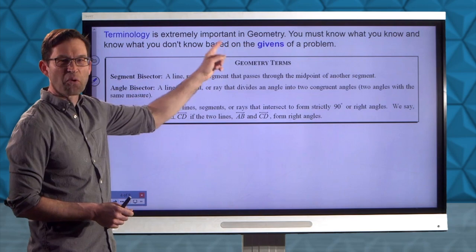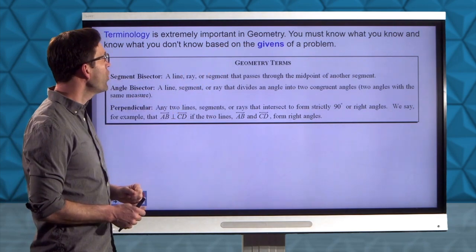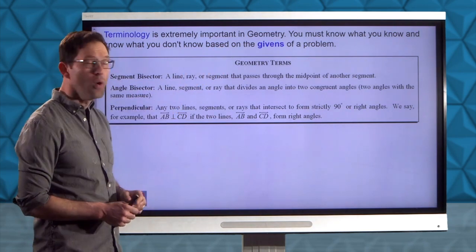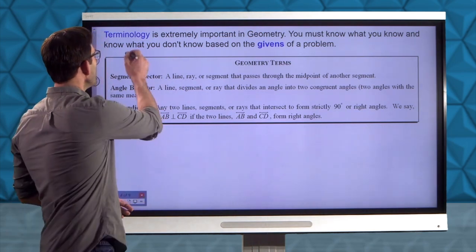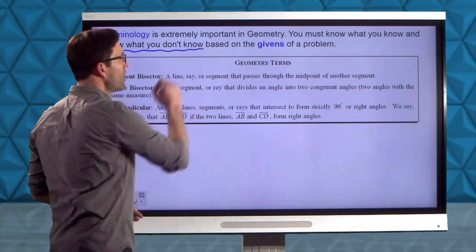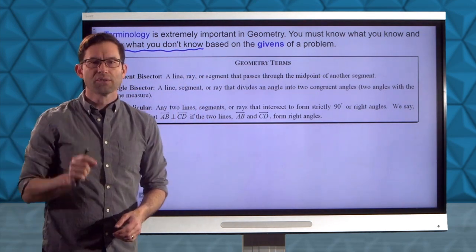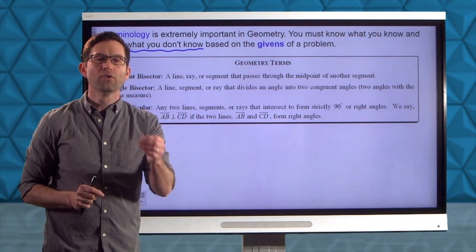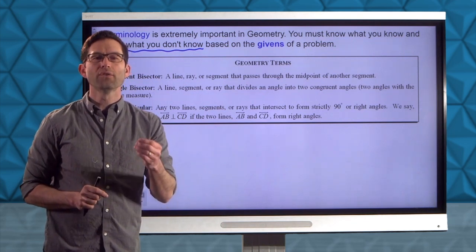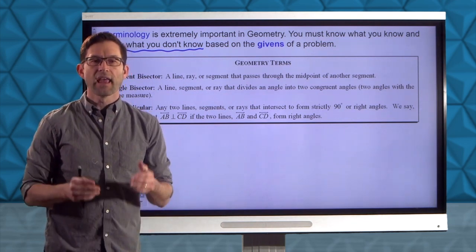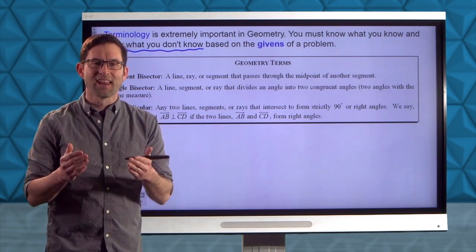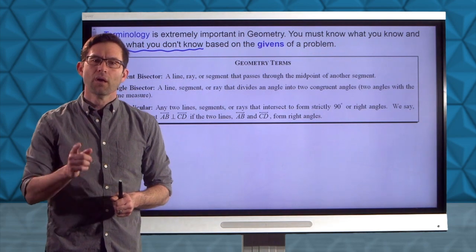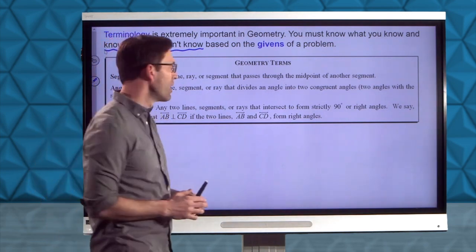Terminology is extremely important in geometry. You must know what you know and know what you don't know based on the givens of the problem. And by the way, knowing what you don't know is almost as important as knowing what you do know. You do not want to draw conclusions if you can't do so based on the givens or based on something else that's inherent in the geometric problem. So let's review a little bit of the terminology.